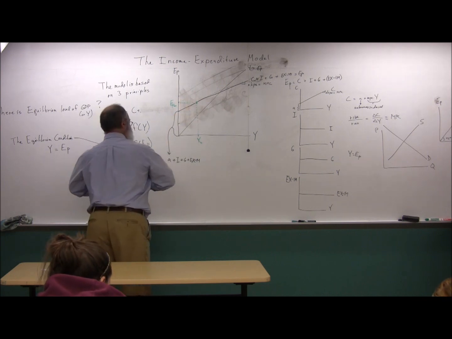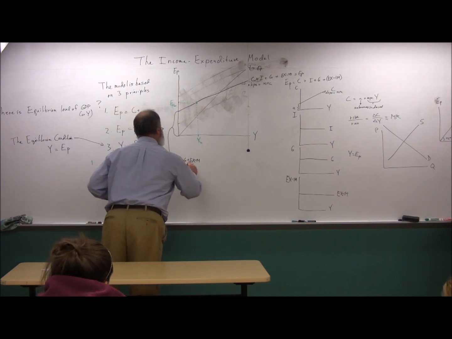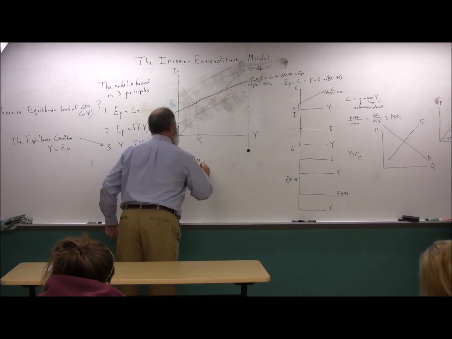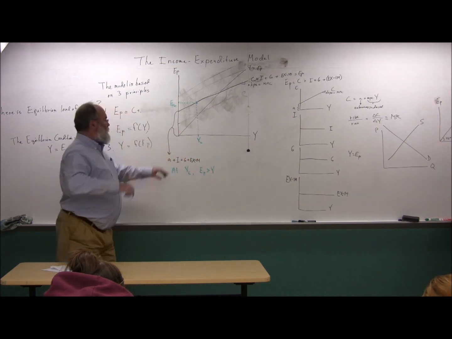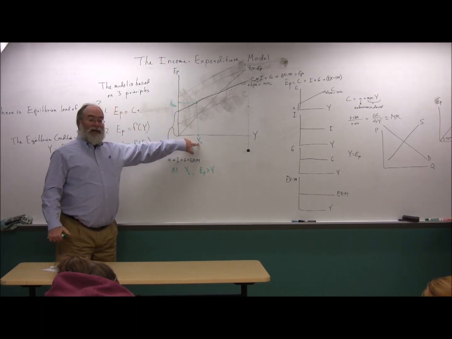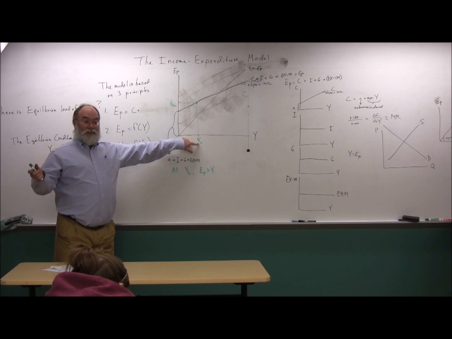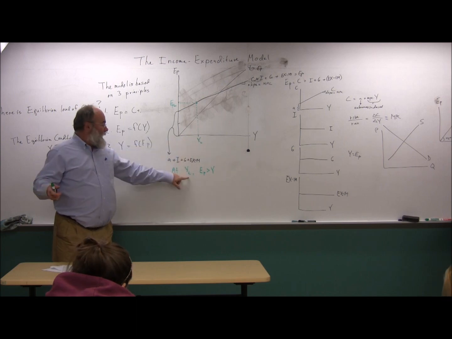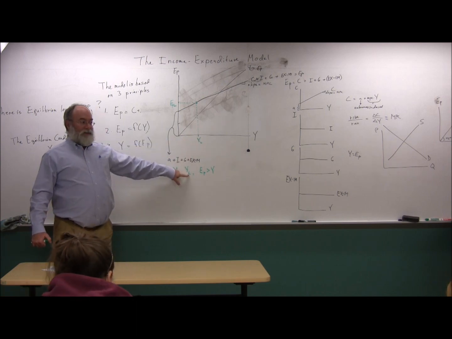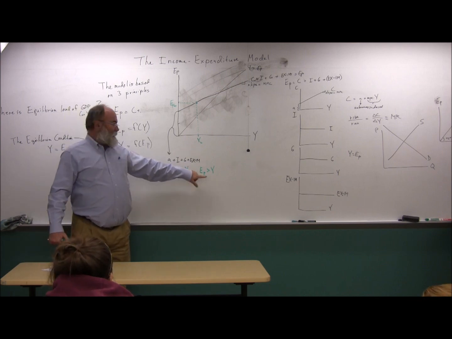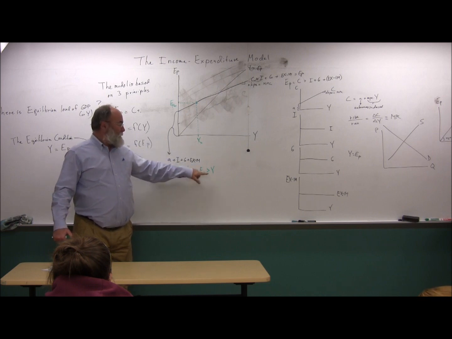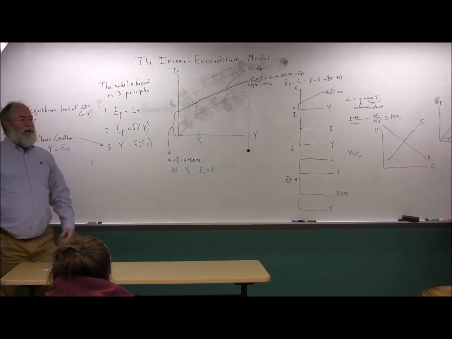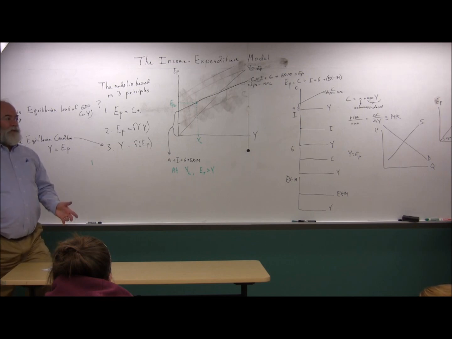So what we say is, at YL, EP is greater than Y. In other words, think about this. Y is income, Y is GDP. Y is also total production. So at this income level, we are spending more than we are producing. How can we do that? How can we buy at a faster rate than businesses are producing?